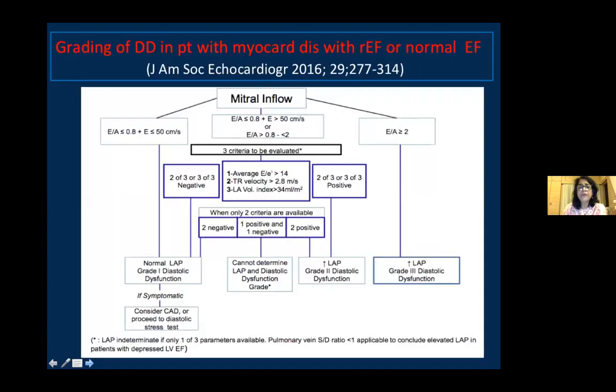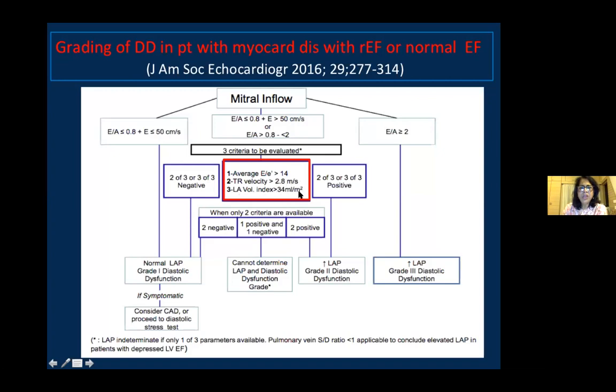Let us look. There are 3 criteria to be evaluated. One is average E by E prime, which should be more than 14. I have already explained to you how to calculate it. Next is the TR jet velocity. If it is more than 2.8 meter per second, it's a positive criteria. So also the LA volume index, if it is more than 34 ml per square meter, it is a positive criteria.